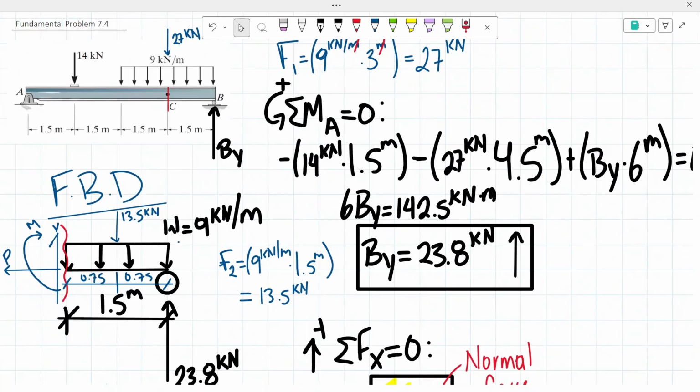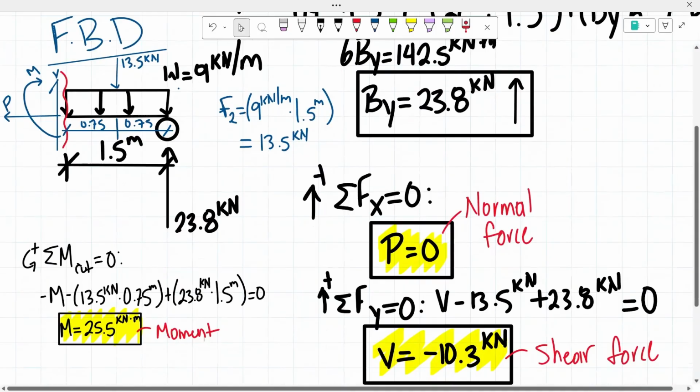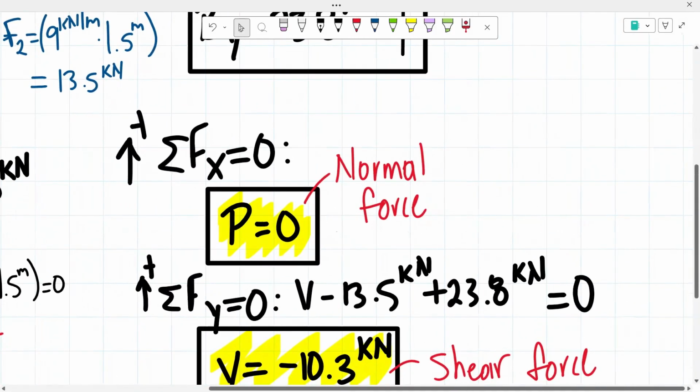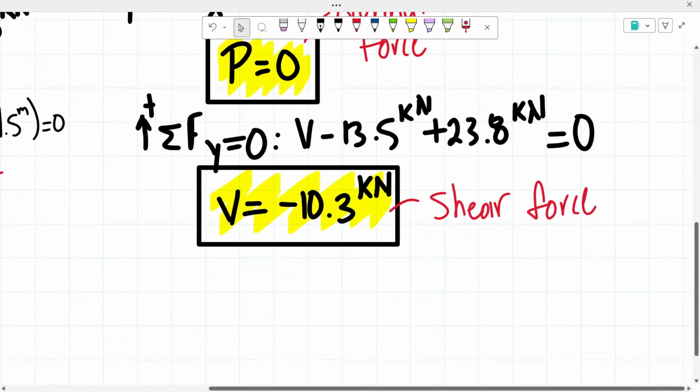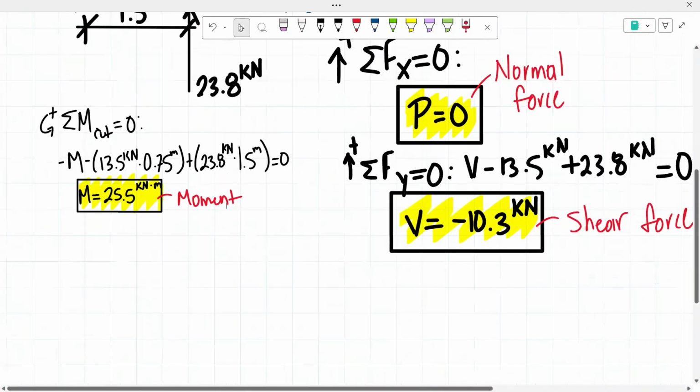From there, we drew a free body diagram of the side of the beam that we decided to work with. We added our shear force, normal force, and moment based on sign convention. And then from there, we took the sum of the forces in the x direction to determine our normal force, the sum of our forces in the y direction to determine our shear force, and then we took the sum of the moments about the cut or about point C to determine our moment.